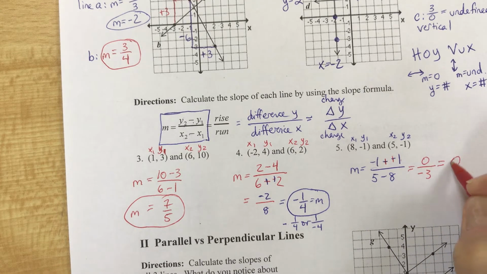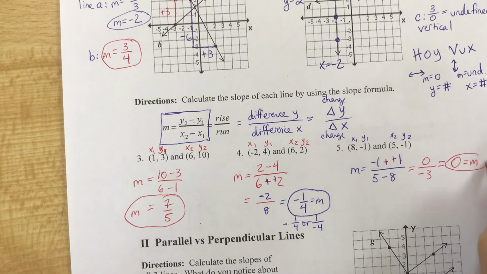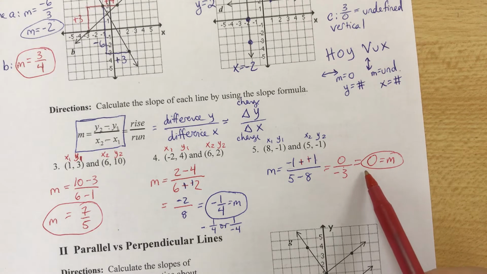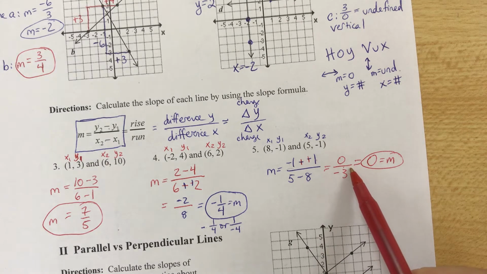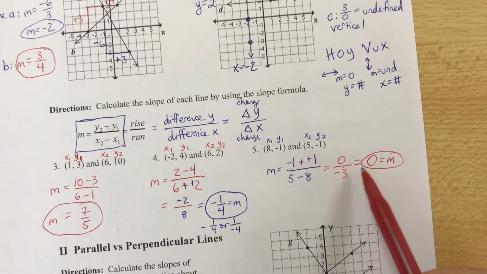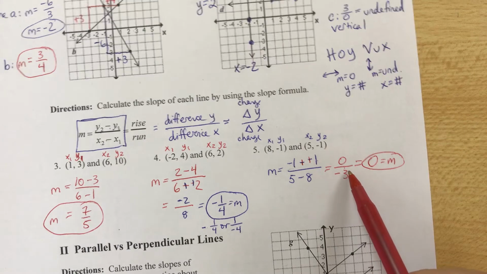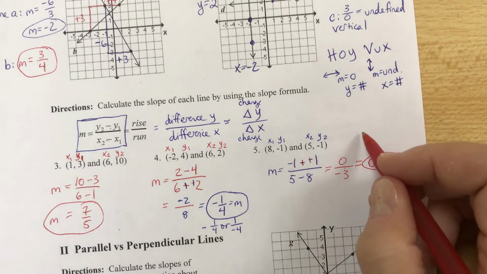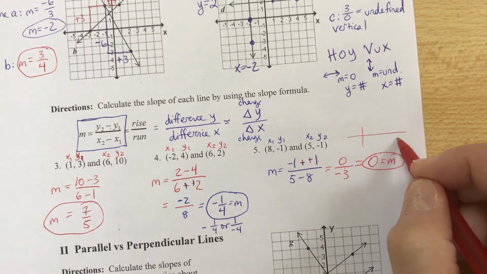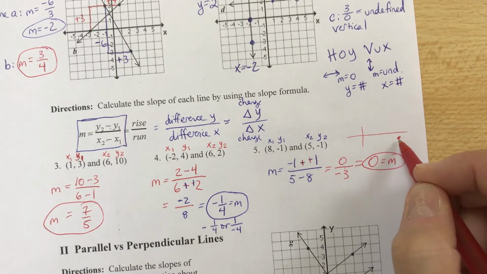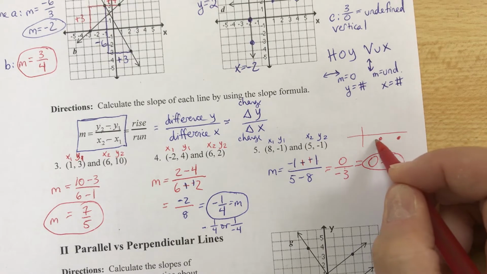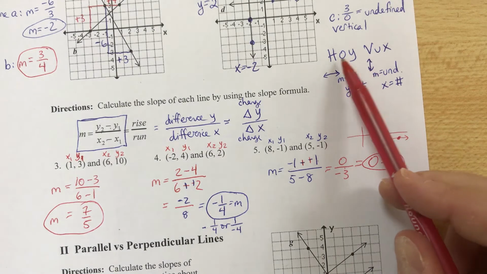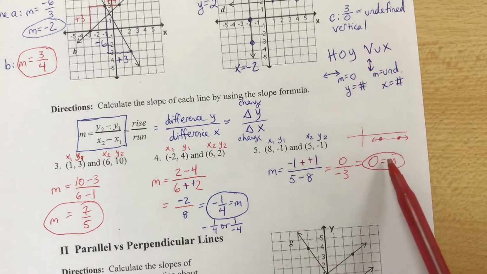0 divided by anything is 0. Sometimes people get confused, is that 0 or is it undefined? One thing you can do is type it on a calculator and it will say 0 or give you some kind of error. But also, if you think about graphing this, if the y values are the same, 8, negative 1 is here. I'm just approximating. 5, -1 is there. Oh, that's horizontal. Horizontal is a 0 slope.